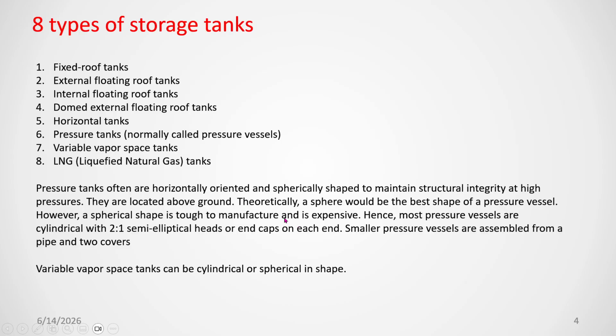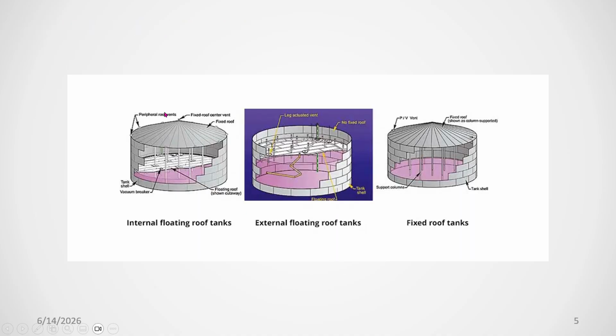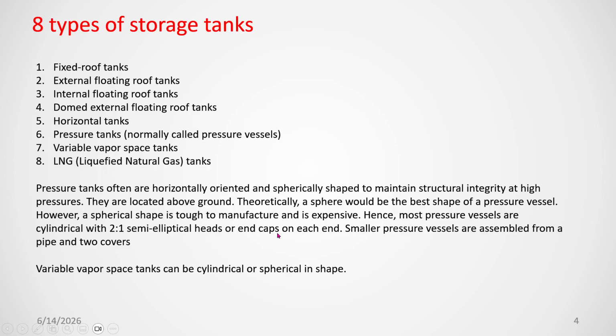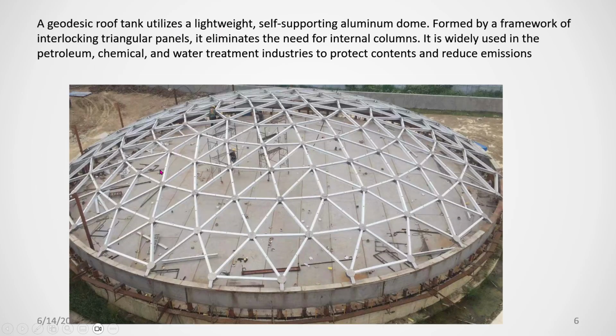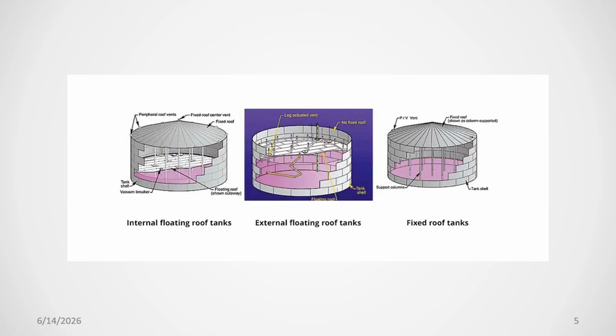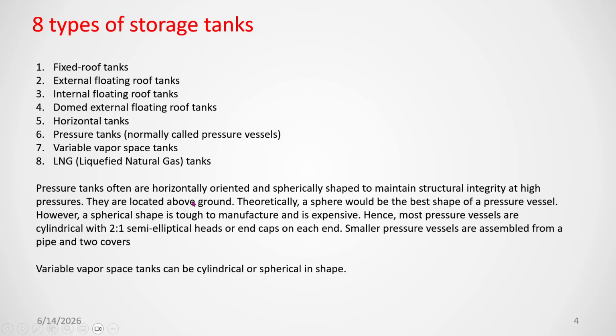Then your internal floating roof tank. This is internal floating. You see this is closed, but still there is a floating roof. That's why it is called internal, because it is closed from the top. This is open, external, but there is no fixed roof. That's the difference. Then dome external floating roof. Dome external floating roof means you see these are domes. Lightweight aluminum sheets or bars are used. There is no vertical support. That's why it is called the dome external floating roof tank.